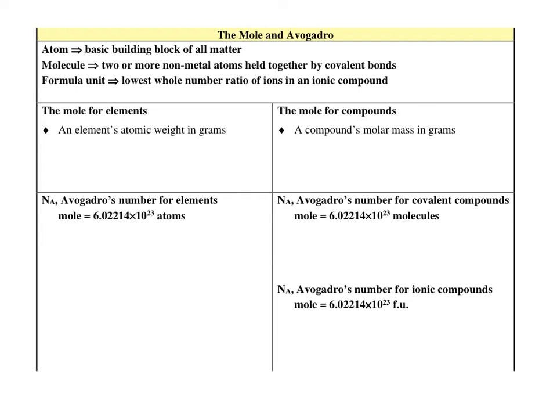For example, a mole for elements is the element's atomic weight in grams. To illustrate, if we had 12.01 grams of the element carbon, that means that we have a mole of carbon. A mole for compounds is that compound's molar mass in grams. For example, the formula weight of water, H2O, is 18.02 grams. So if we had 18.02 grams of water, that means that we have 1 mole of water.